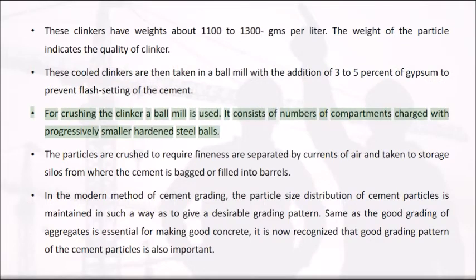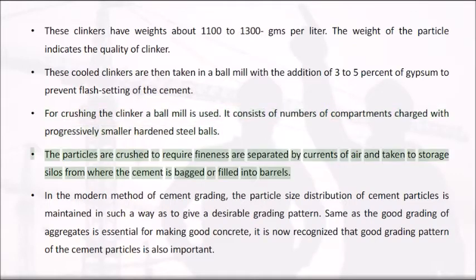For crushing the clinker, a ball mill is used. It consists of a number of compartments charged with progressively smaller hardened steel balls. The particles are crushed to the required fineness, are separated by currents of air and taken to storage silos, from where the cement is bagged or filled into barrels.